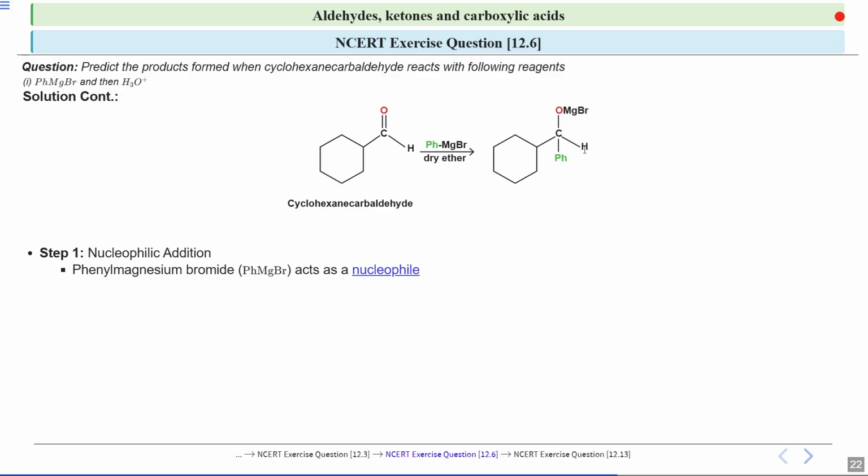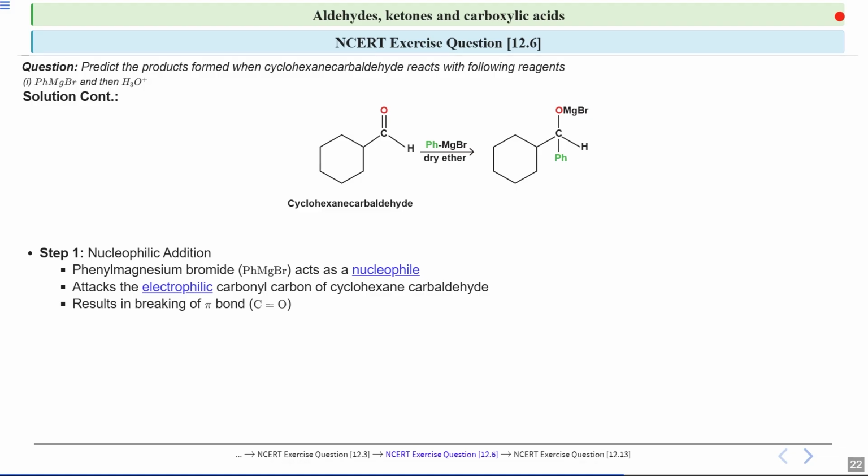So if you see over here, where is the positive center? Here it will target the carbonyl carbon of cyclohexane carbaldehyde, because this carbon is partially positive. Now the nucleophile attacks the electrophilic carbonyl carbon. This is because this carbonyl carbon is double bonded to oxygen. This oxygen, being more electronegative, has a partial negative charge, and this carbon has a partial positive charge, which makes it electron deficient and more susceptible to attack by nucleophiles like PhMgBr.